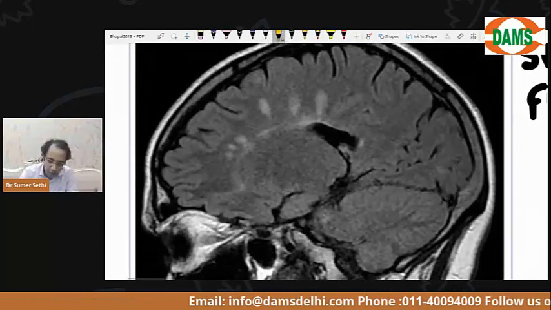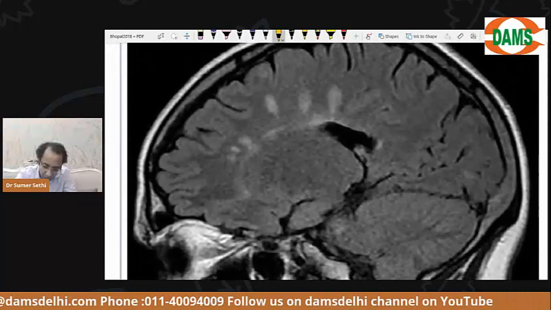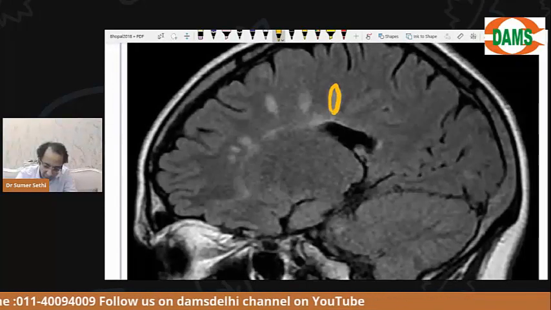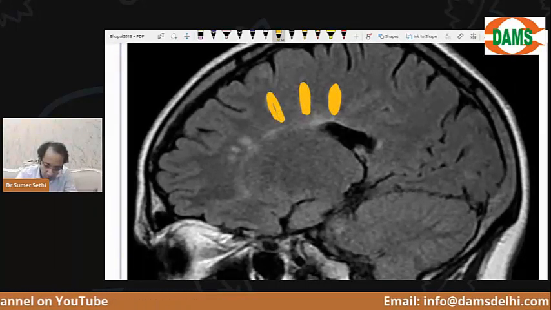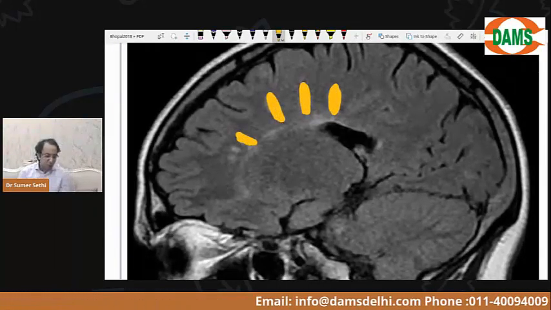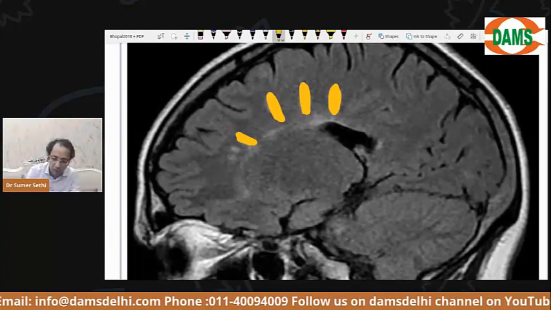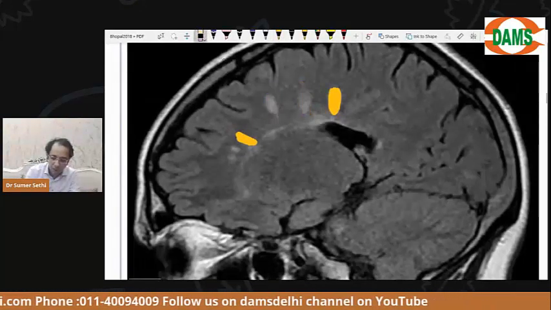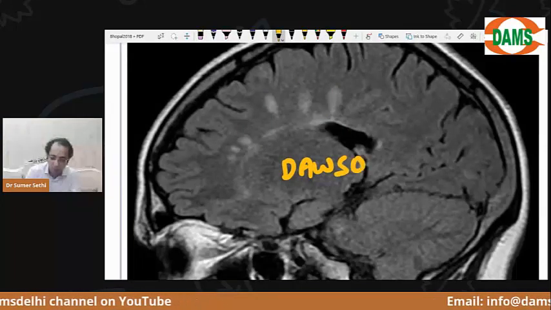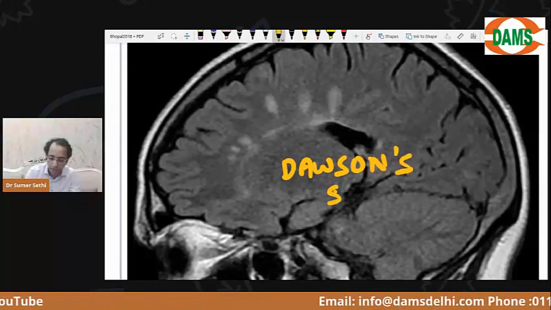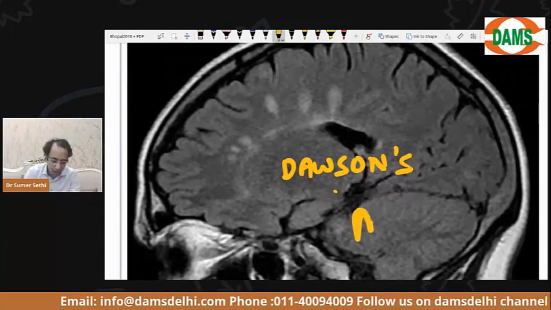In the sagittal section, you can see these finger-like oval lesions perpendicular to the ventricle. What do you call them? Dawson's fingers. These are called Dawson's fingers. Are you clear with this or not? Dawson's fingers. Everybody understands? Seen in multiple sclerosis.